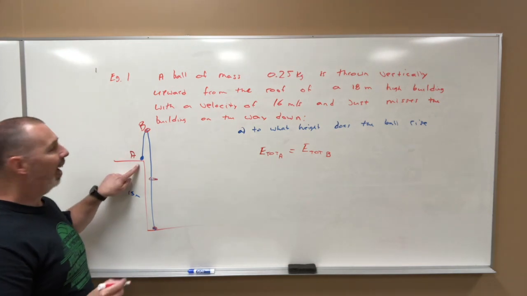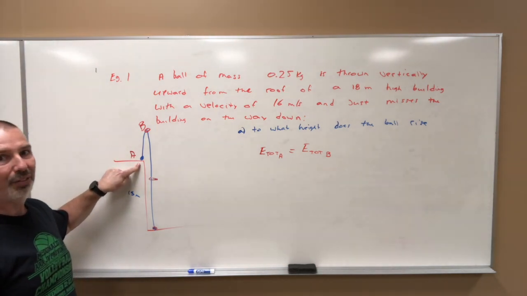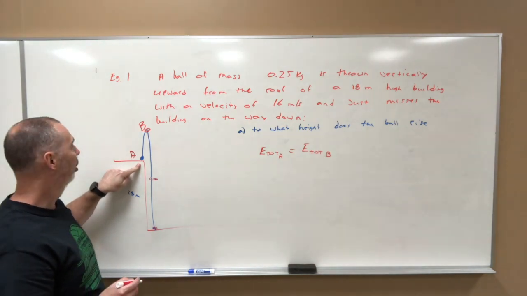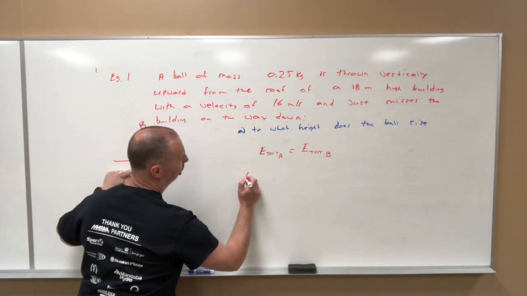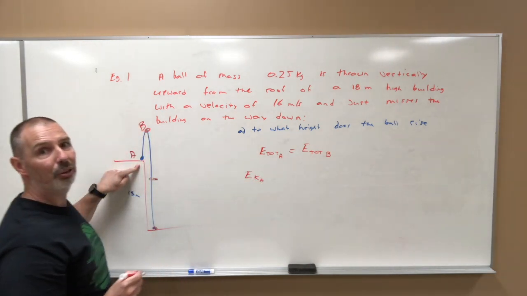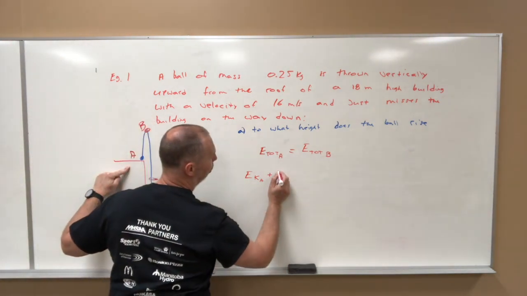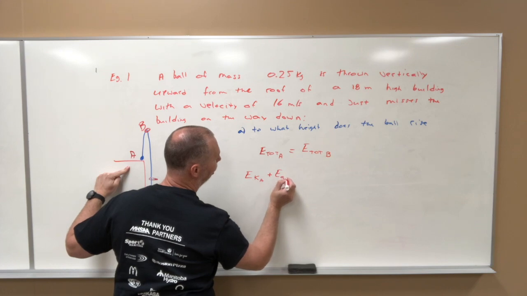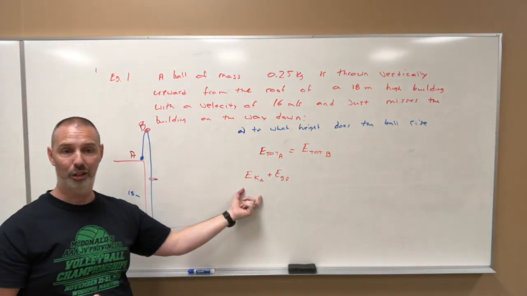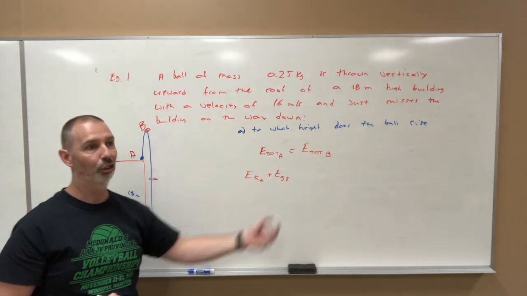At A, what types of energy does the ball have? It's not sitting, it's moving at 16 meters per second, so it has a kinetic energy at A, but it also has a gravitational energy because it's 18 meters off the ground. So the total amount of energy that the ball has at point A is its kinetic energy, because it's moving 16 meters per second, plus its gravitational energy, because it's off the ground 18 meters.